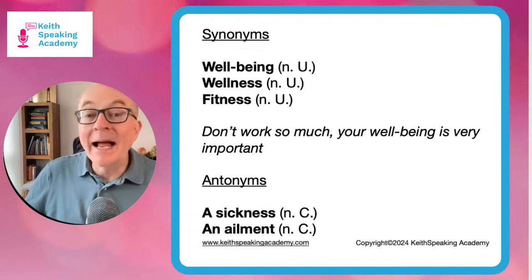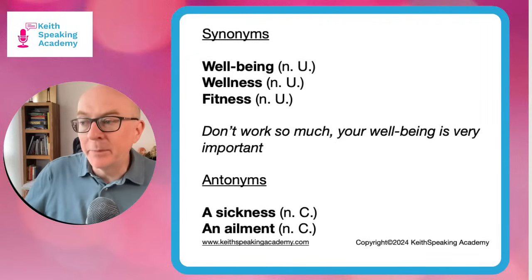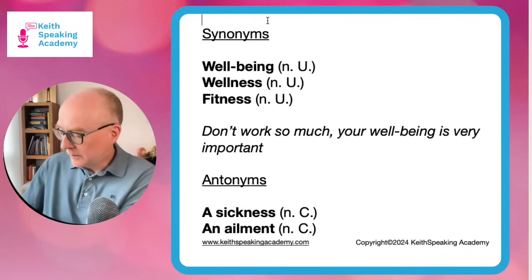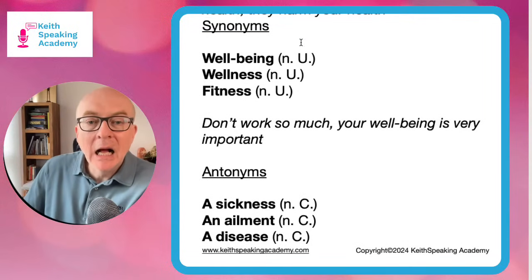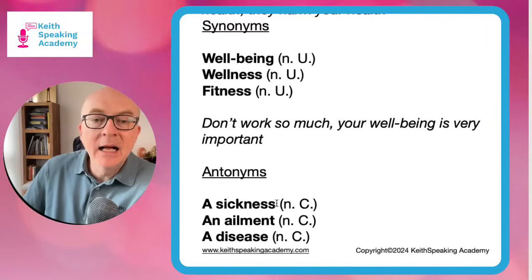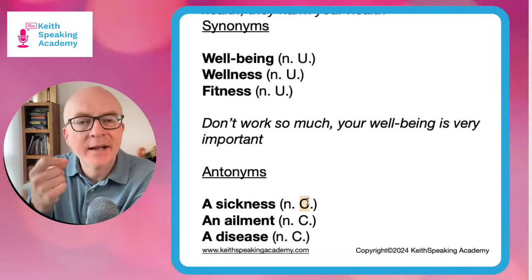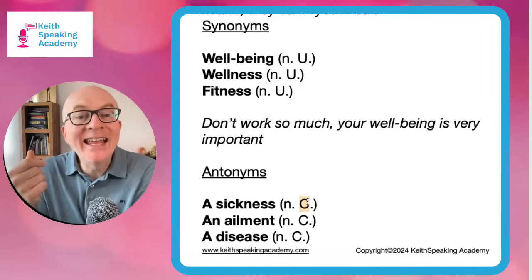Okay. Excellent. Antonyms. So we've got synonyms, right? Well-being, wellness, fitness. Antonyms will include a sickness, an ailment, and a disease. But notice these are countable. So the words here for health are uncountable. My health. But the antonyms are all countable. A sickness, an ailment.